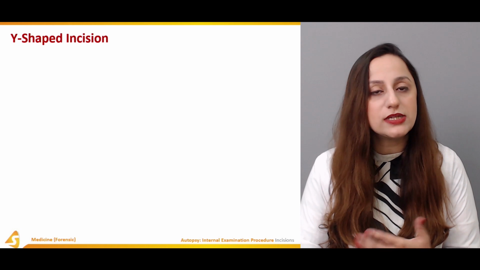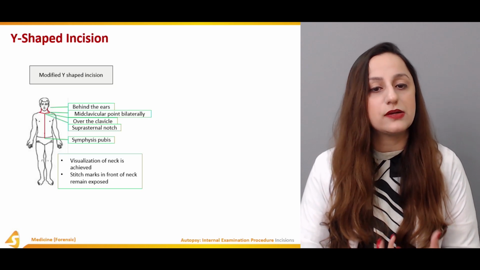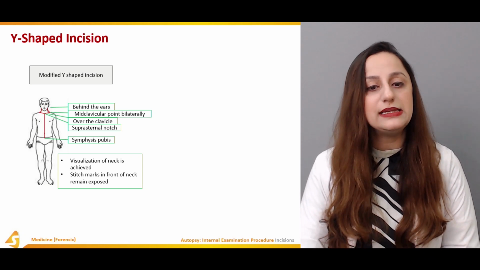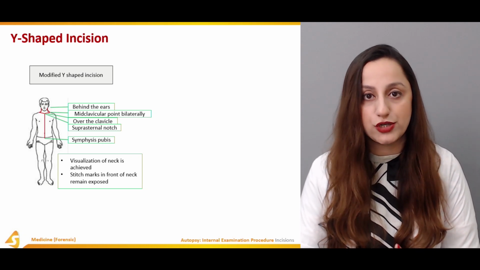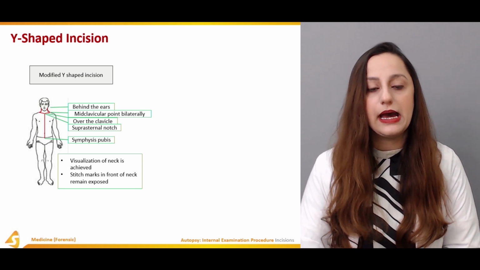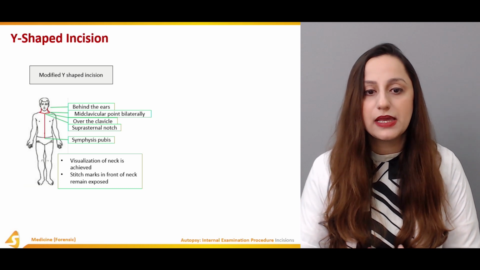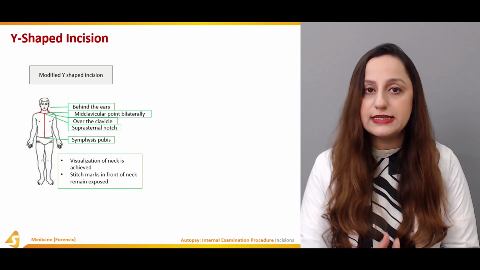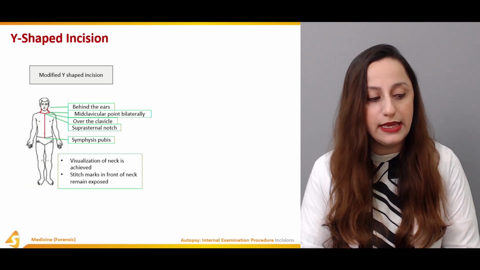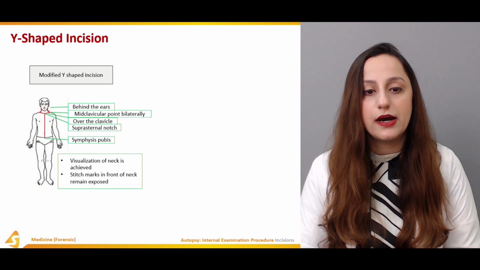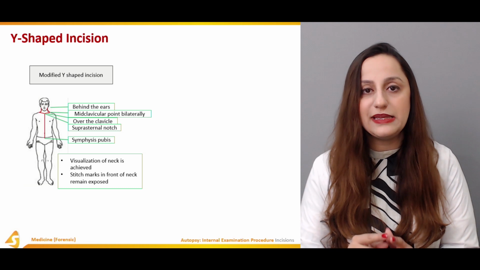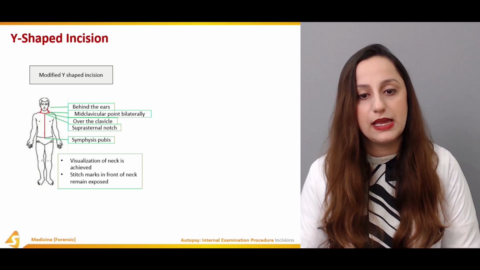Now, what are the features of this modified Y-shaped incision? It starts off from behind the ear, as I've already told you. It passes through the mid-clavicular point bilaterally, over the clavicles and the suprasternal notch. These are the surface landmarks on the human body that we are looking for. And it moves on towards the symphysis pubis. So this makes a Y-shaped incision.